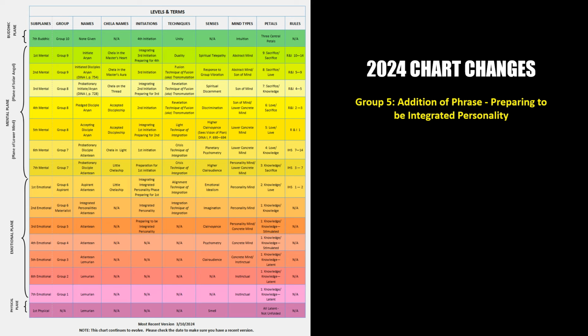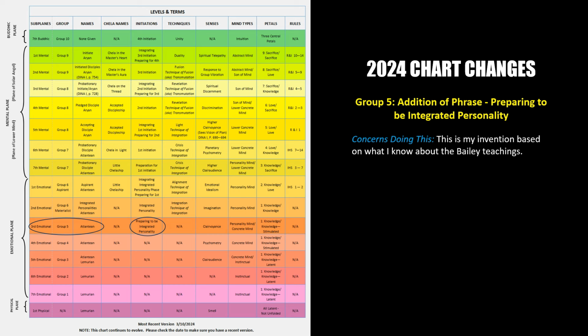So the first change I've made in this column is I have added the phrase to group 5, preparing to be an integrated personality. So here's group 5. Here's my phrase, preparing to be an integrated personality. My concern about doing this is that it is my invention, but it's based upon what I know about the Bailey teachings.